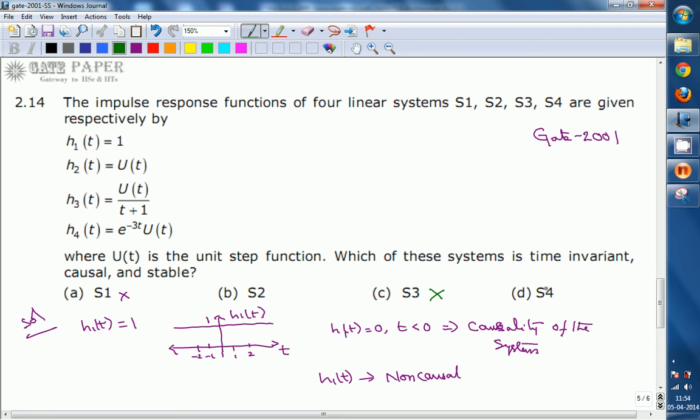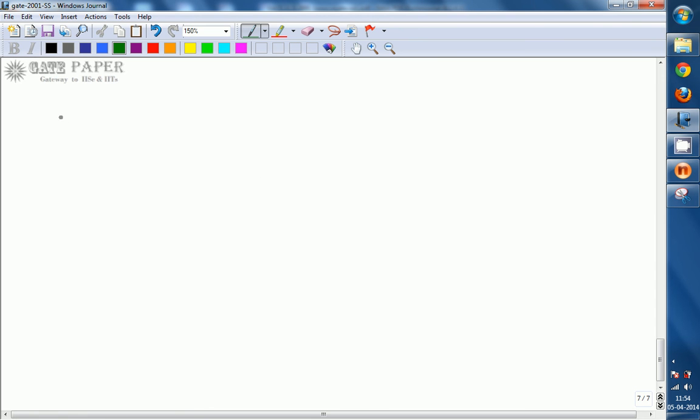Coming to S4, that is h4 of t equals e power minus 3t u of t. Now check the causality condition. Here also u of t is given for t greater than 0, so we can say that h4 of t equals 0 for t less than 0. Then this is a causal system.